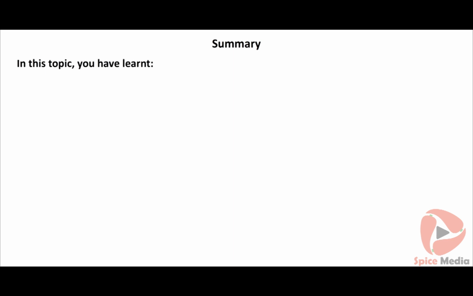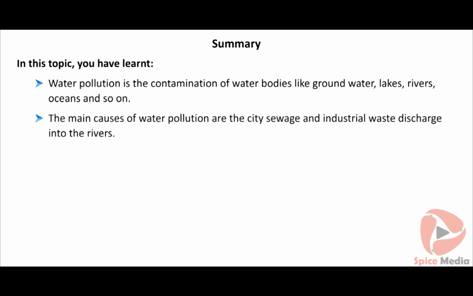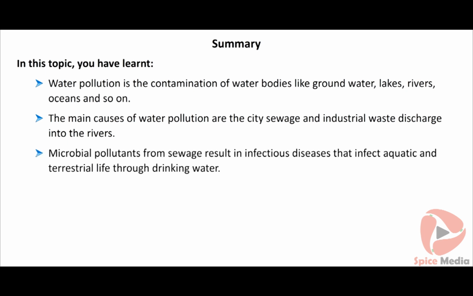In this topic, you have learnt water pollution is the contamination of water bodies like groundwater, lakes, rivers, oceans, and so on. The main causes of water pollution are the city sewage and industrial waste discharged into the rivers. Microbial pollutants from sewage result in infectious diseases that infect aquatic and terrestrial life through drinking water.